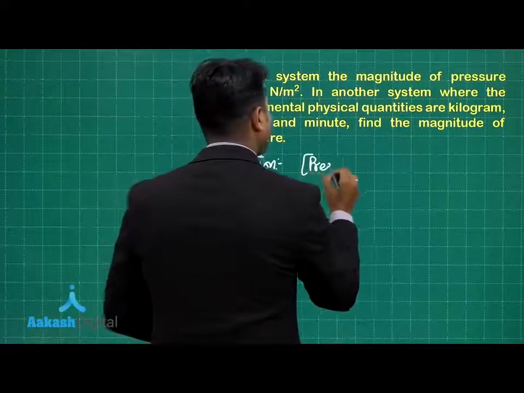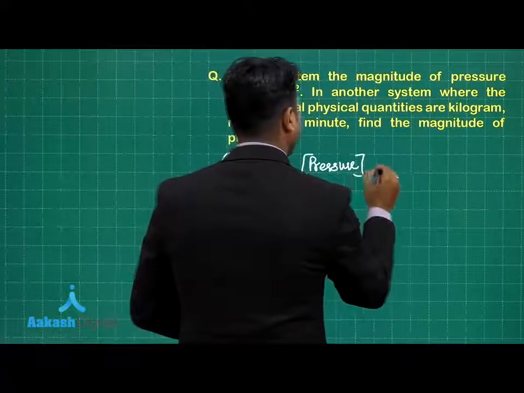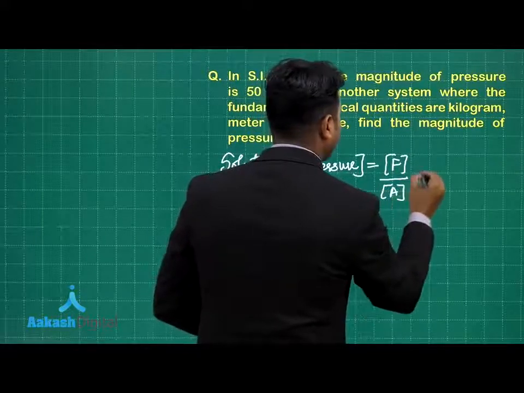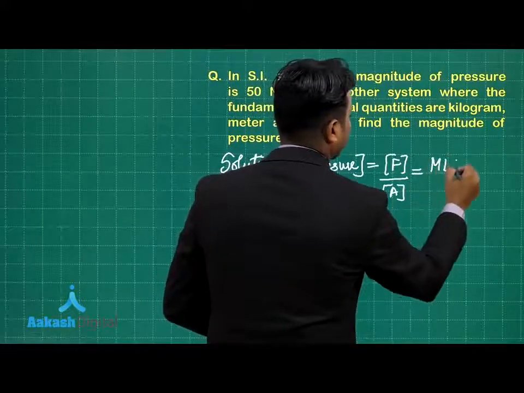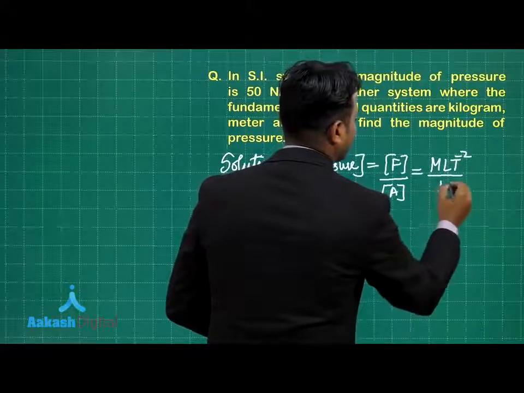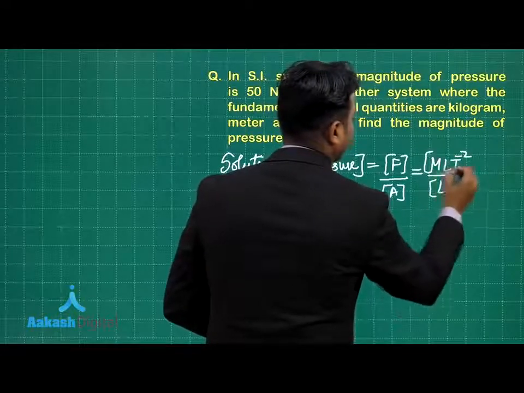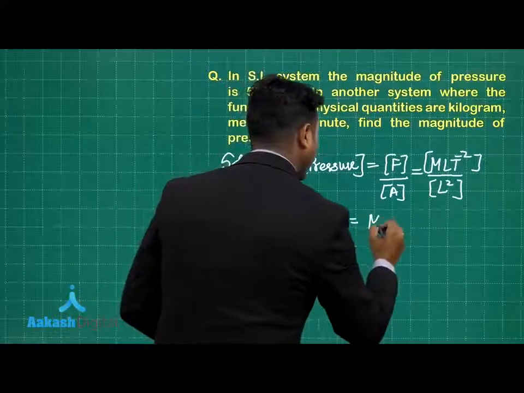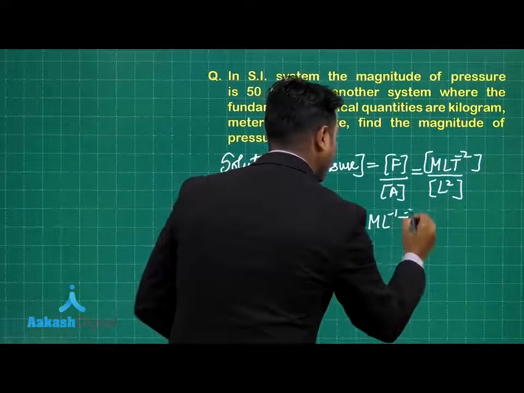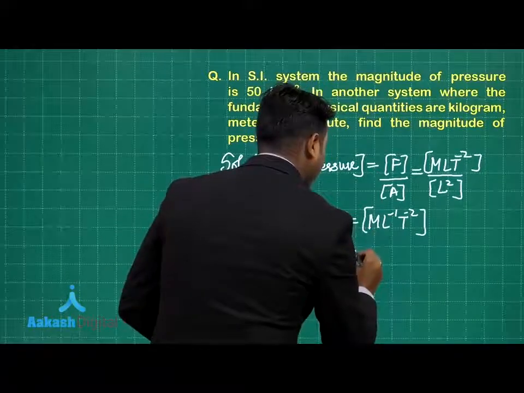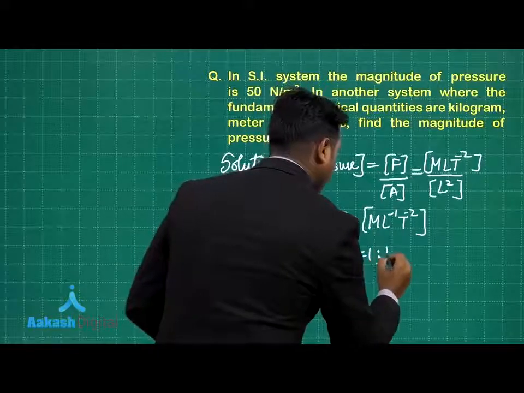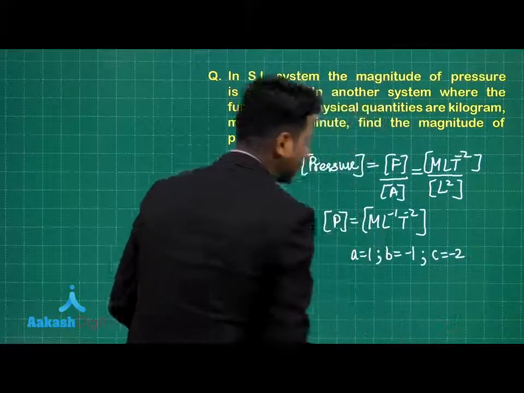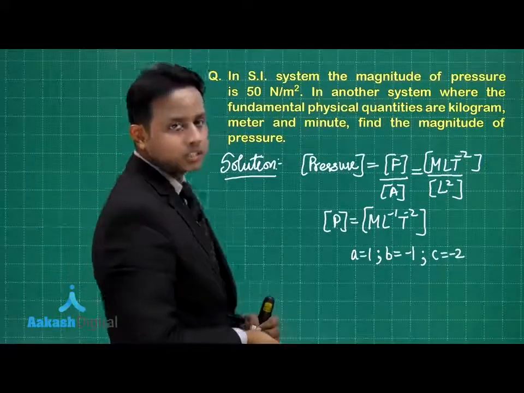dimensions of pressure is actually the dimensions of force divided by dimension of area. Now dimension of force are MLT minus 2 divided by L square, and if I solve it up, dimensions of pressure will come out to be ML minus 1 T minus 2. So simply I have a value as 1, b value as minus 1 and c value as minus 2. I hope this is clear to you.